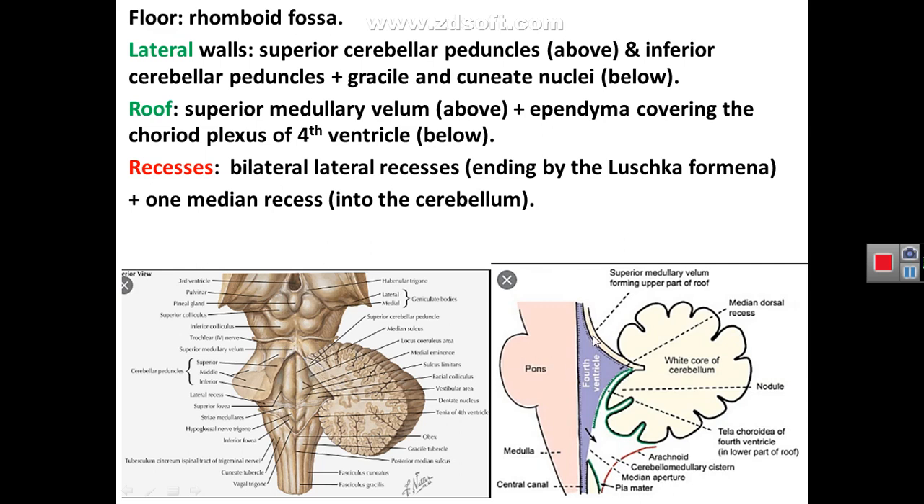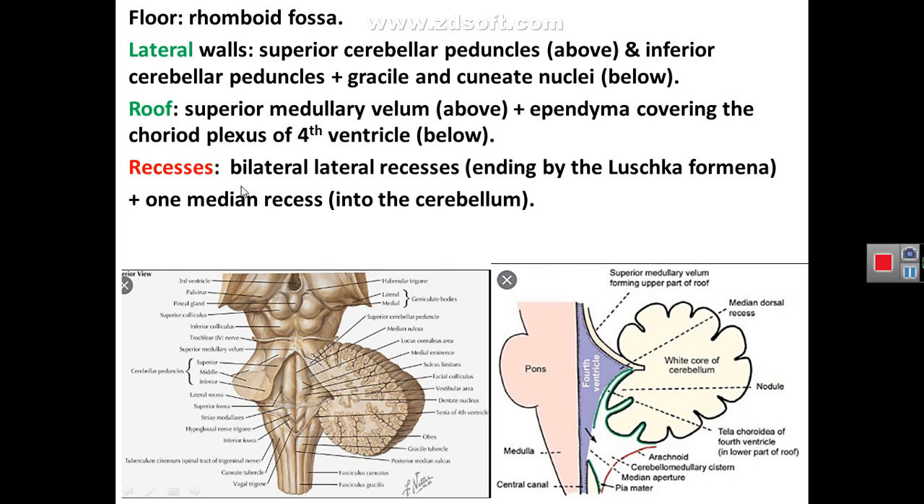So the roof is formed superiorly by the superior medullary velum, while inferiorly the roof is formed by another fold of pia, which is called tela choroidea of fourth ventricle. That is not related to the first tela choroidea. Here there is a fold of pia mater lined by ependyma, containing choroid plexus of blood vessels, which is called tela choroidea of the fourth ventricle, that produces CSF into the fourth ventricle. And this lower part of the roof of the fourth ventricle contains the median foramen of Magendie and the bilateral foramina of Luschka.